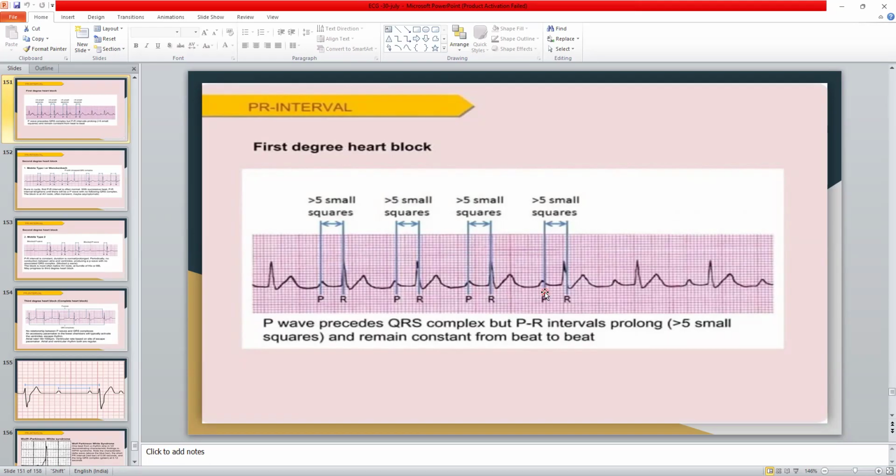If the PR interval is prolonged in all the leads but remains constant, then it is first degree block. You got it? Yes, ma'am.